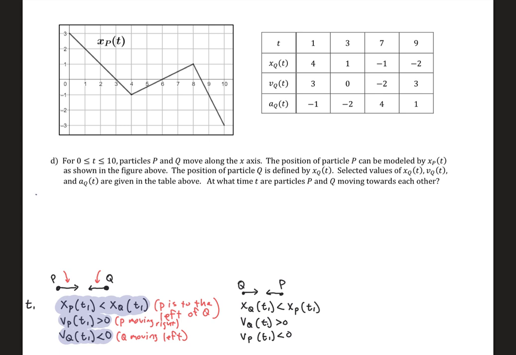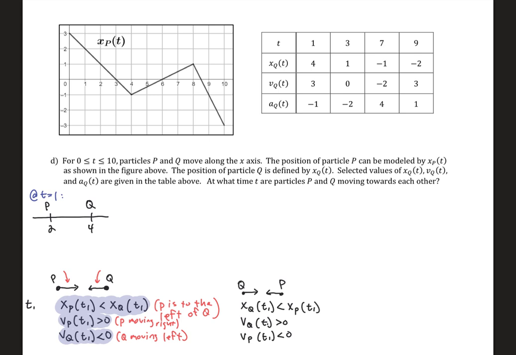So let's say at t equals 1. You can even draw a number line just to help us visualize. So at t equals 1, let's look at P. The position of P is 2. And then at t equals 1, the position of Q is 4. So we have 2 and 4, and it's P here and Q here.